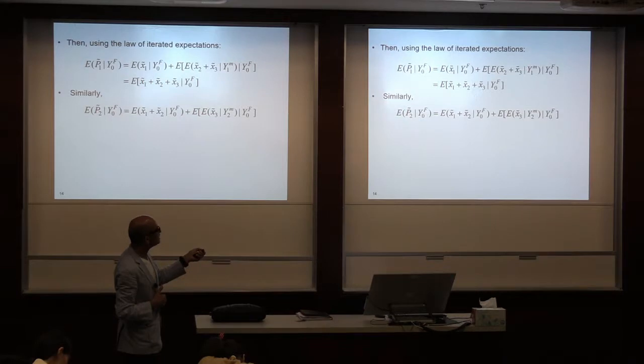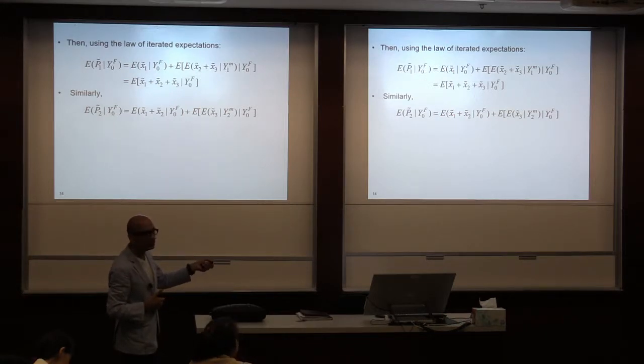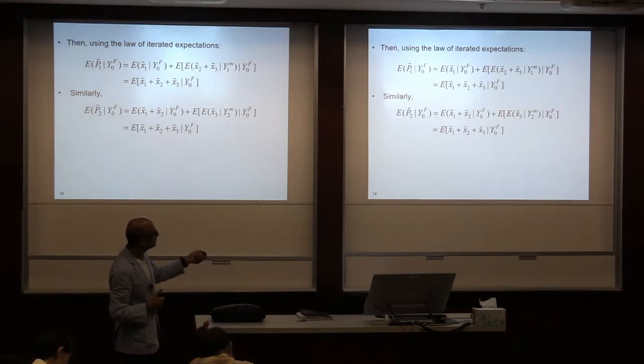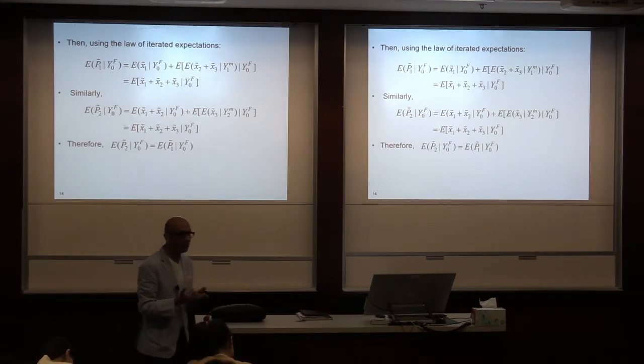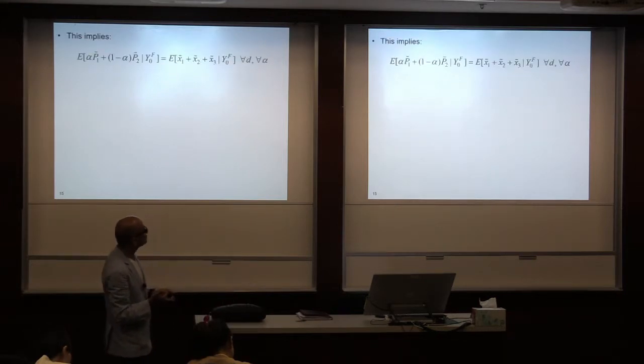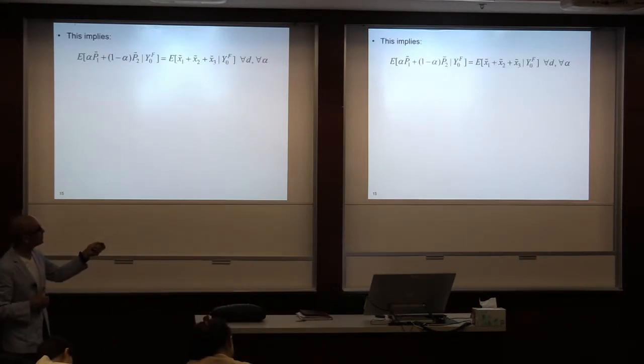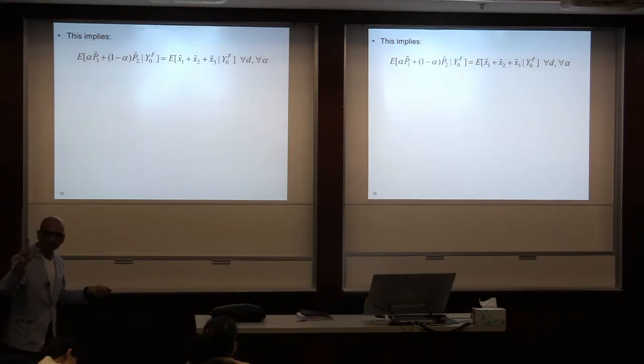Similarly, for E of P2 given Y0F, I can substitute for P2 in the manager's objective function. Again, I exploit the law of iterated expectations. The expectation of the expectation collapses to E of X1 plus X2 plus X3 given Y0F. Which means E of P2 given Y0F equals E of P1 given Y0F. So the manager's objective function, E of alpha P1 plus 1 minus alpha P2 given Y0F, is E of X1 plus X2 plus X3 given Y0F for all D, for all alpha. That's a benchmark result.